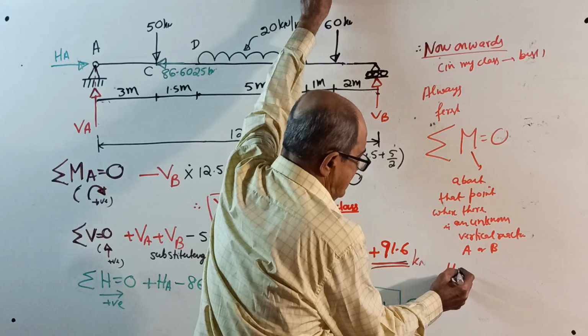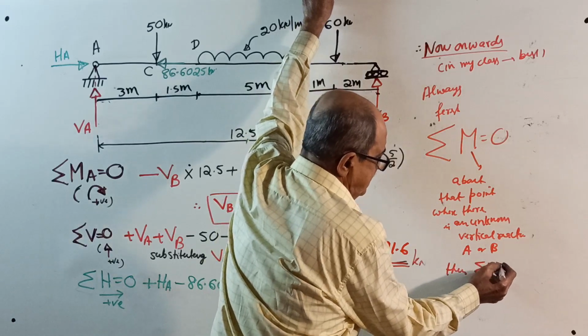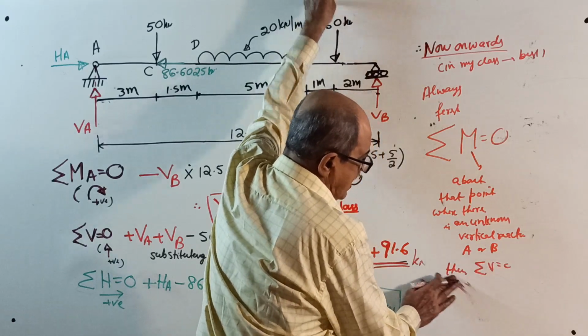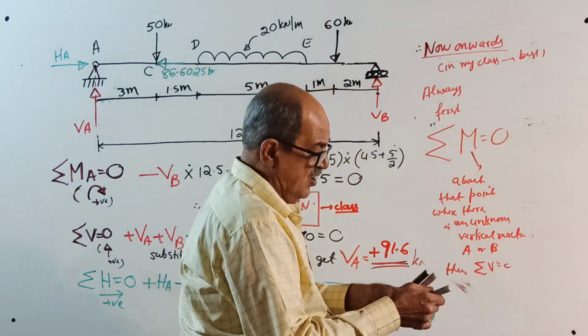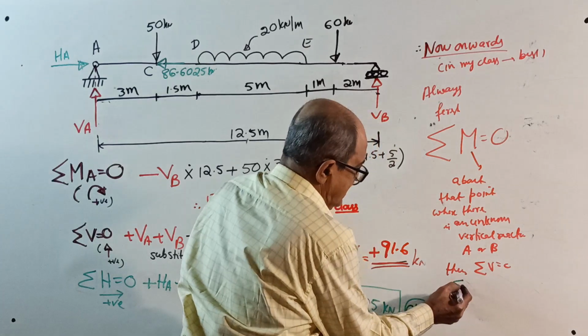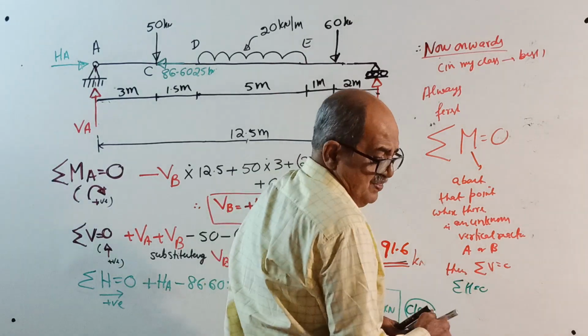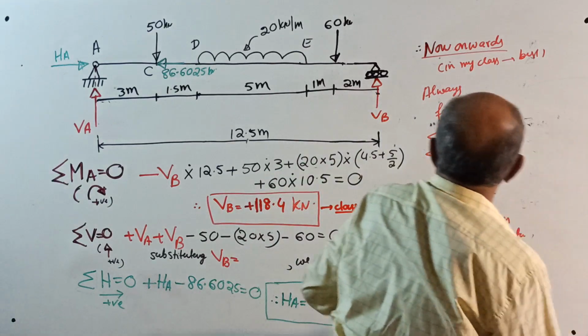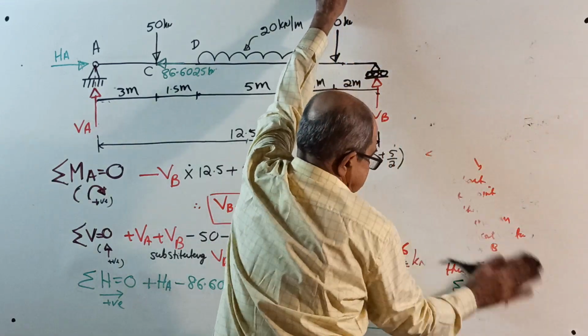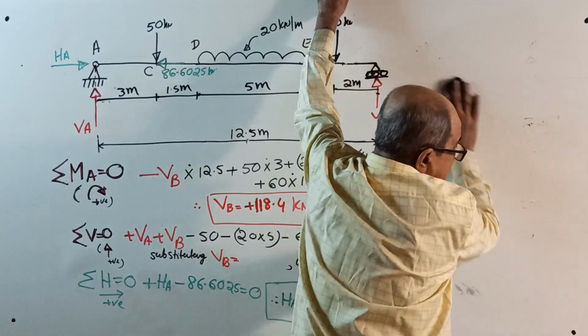Then apply sigma V equal to 0. Lastly apply sigma H equal to 0. I will use green color because it is unwanted. Lastly apply sigma H equal to 0. Therefore, I will conclude now. Lastly, once again I will tell.